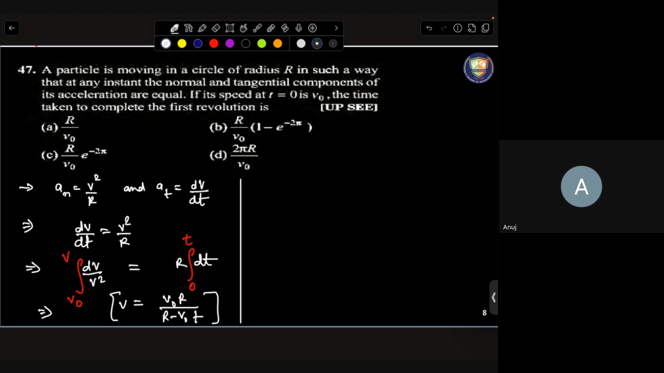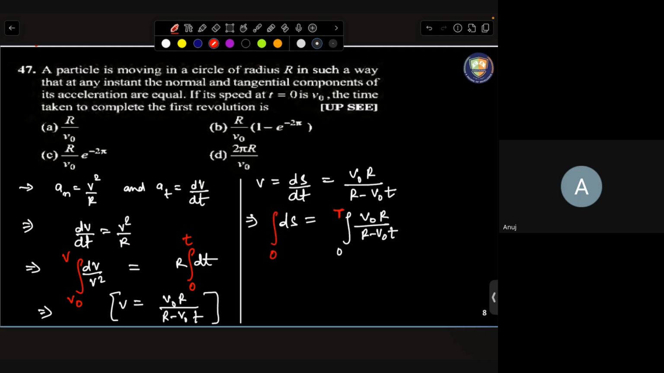Now we need time. So we have to use something else also. That is, we know v equal to ds by dt. And we just found v as v naught r by r minus v naught t. So from here, you can just separate the variables, that ds is equal to v naught r by r minus v naught t, integrating it from 0 to one time period. Now look at this carefully: since they are asking for one time period, we are putting the limit from 0 to how much? 2 pi r.